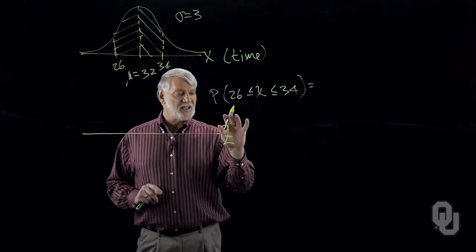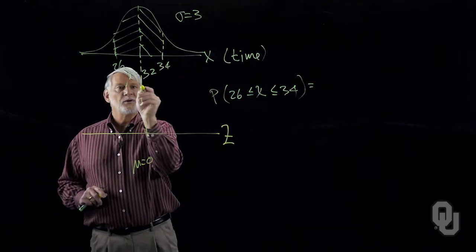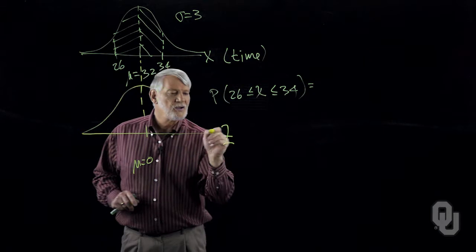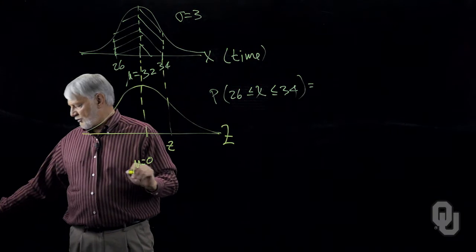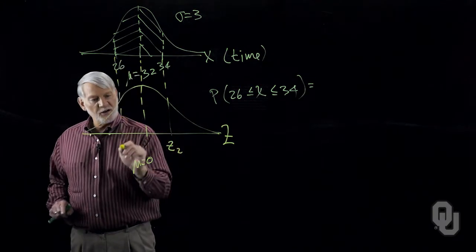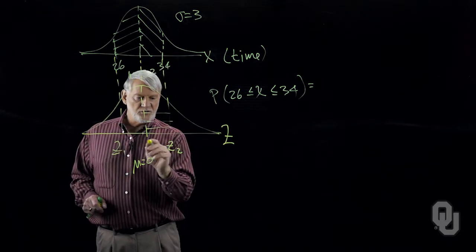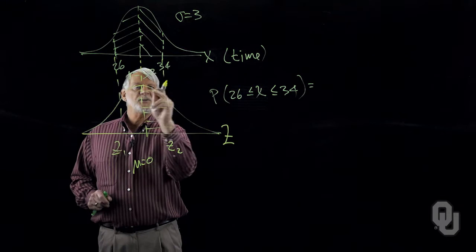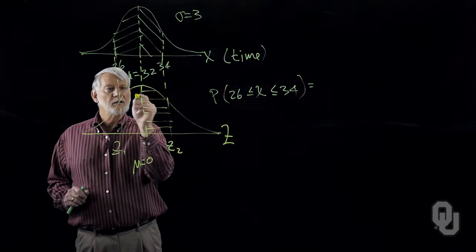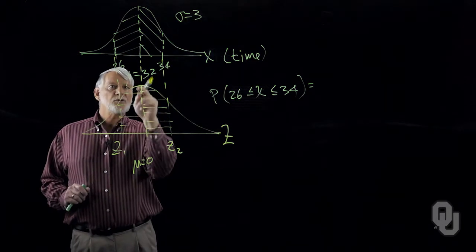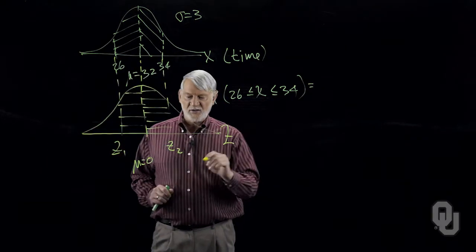This is z, the standard normal distribution. The mean goes down here. Mu is equal to 0. Distribution looks something like this. I bring the 34 down here. This is going to be z2. And I bring this z down here. This is going to be z1. This area here between 0 and z2 is equal to the area between 32 and 34. This area between 0 and z1 is equal to the area between 32 and 26. So we simply have to calculate these.